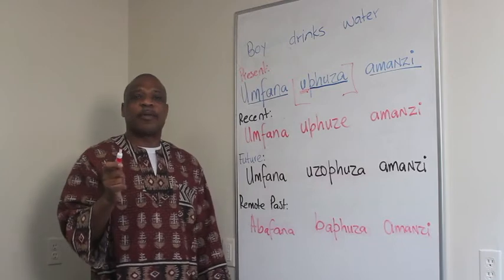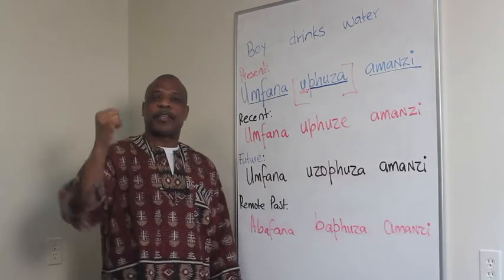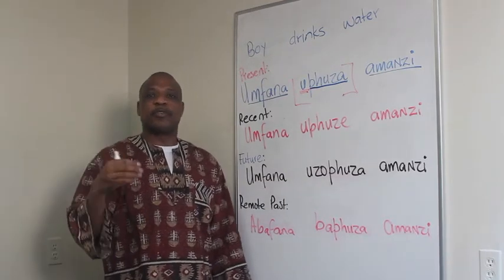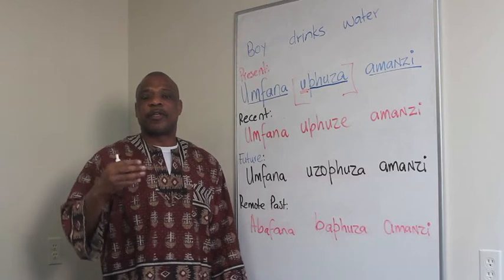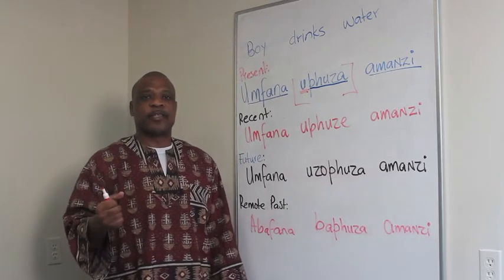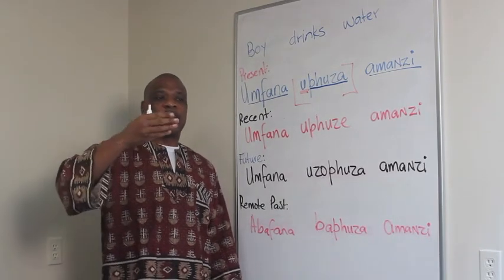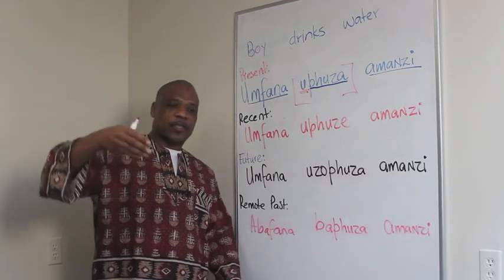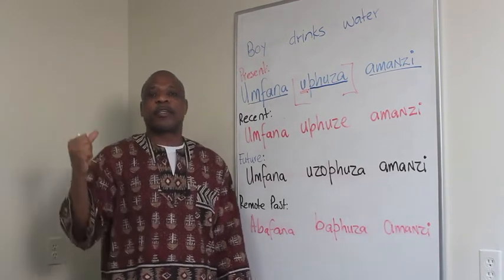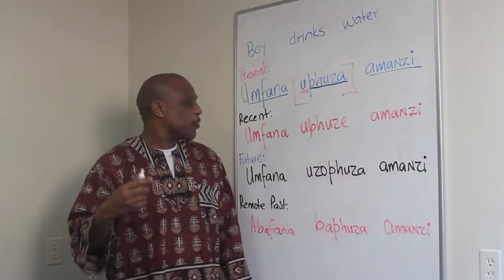Let's see what would happen if an event just happened yesterday or the other day. In Zulu, we call that tense the recent past tense. So the recent past tense is anything that happened from just the last hour and all the way back to the last 3 days. So here we go.